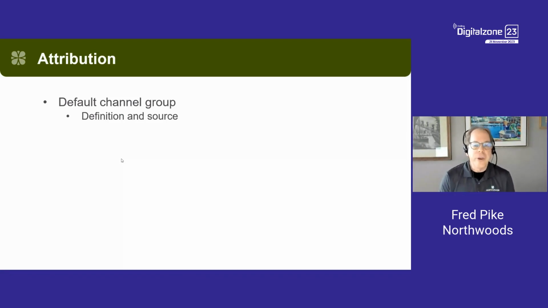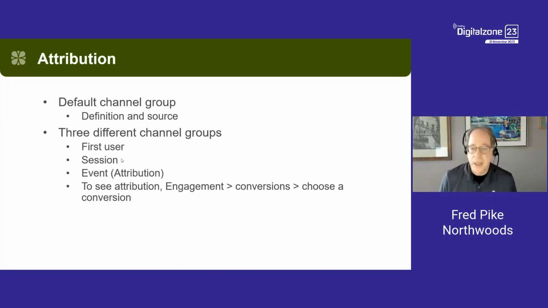In GA4, there's something called the default channel group, and it takes all the traffic coming in, applies it through a series of rules and says, okay, this is organic, this is paid social, this is paid search, whatever. What a lot of people don't realize is that there are actually 3 different default channel groups. And this gets so confusing to people, particularly if they're comparing it to Universal Analytics or whatever. So it's important to understand that there are 3 different default channel groups.